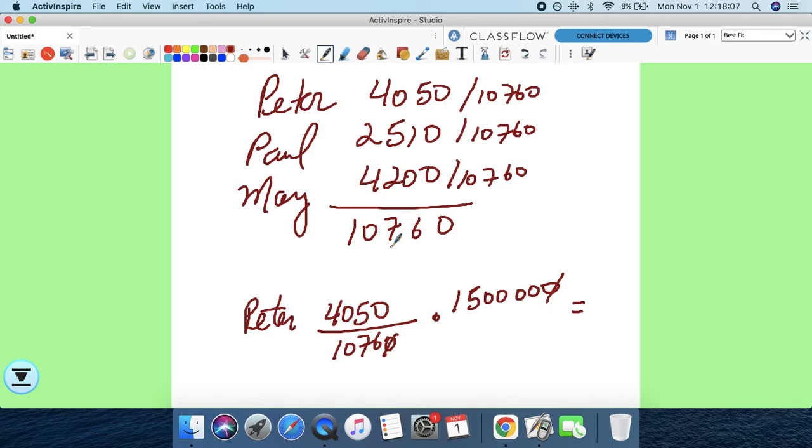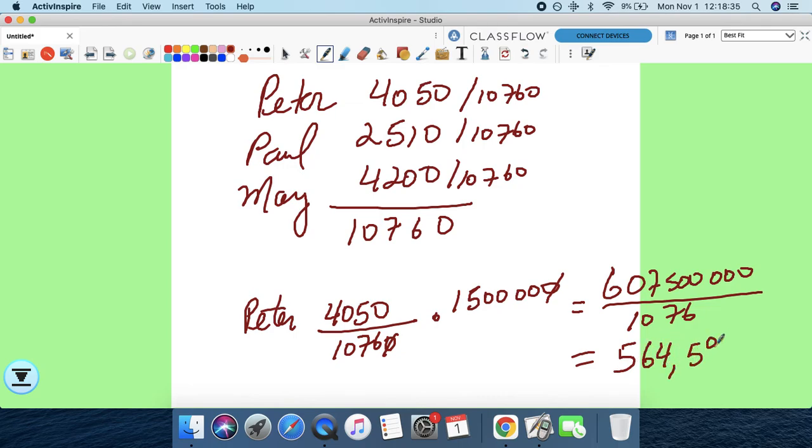Let's just do 4,050 times 400, because I took one zero away. That equals this ridiculous number. And we're going to divide that by 1,076. And we should get its share, which is 564,591. So out of the 1.5 million, and if you round to the nearest hundredth, and 8 cents. And that's Peter's share.